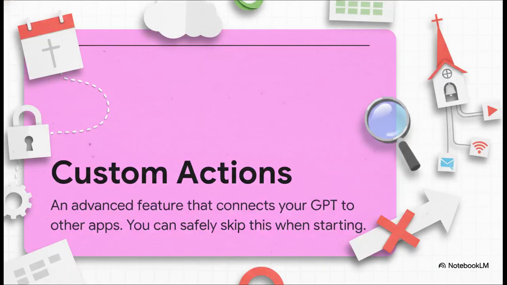You might also notice a section called Actions. Now, this is a super powerful but also pretty complex feature. It can let your GPT connect to other apps, so it could, for example, pull event details directly from your live church calendar. But here's the bottom line. If you are just starting out, you can and should completely ignore this. You can build an amazing, helpful tool without ever touching Actions.